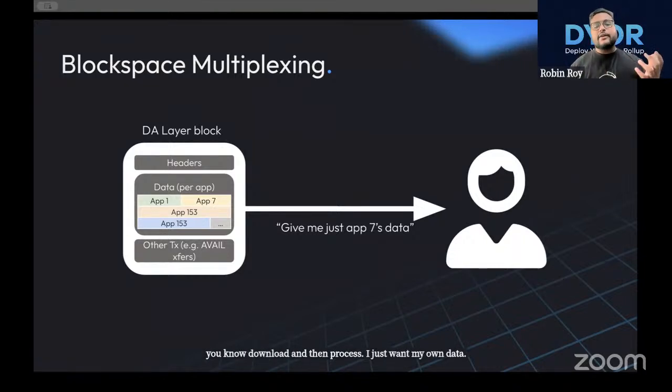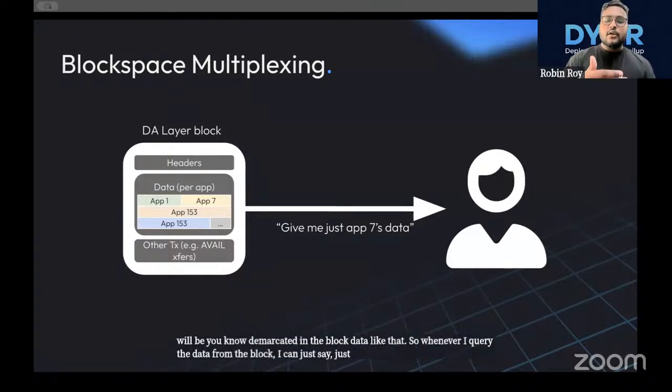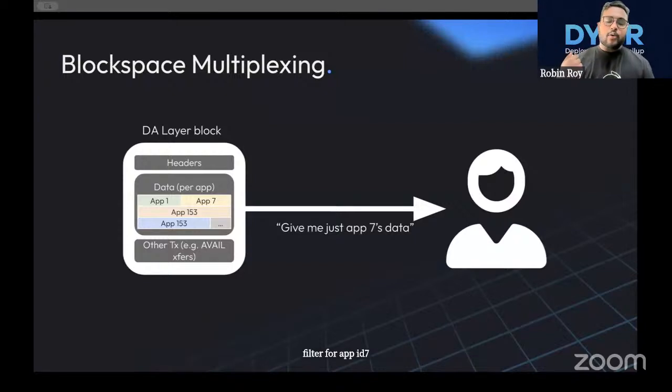So what Avail does is Avail allows you to have an app ID or an application ID, which means that all of the data that is being sent is basically segmented in that way. So the data is partitioned according to application IDs. Suppose I have application number 7 or app ID 7, then whatever data I sent via app ID 7 will be demarcated in the block data like that. So whenever I query the data from the block, I can just say, filter for app ID 7's data and download only that data.